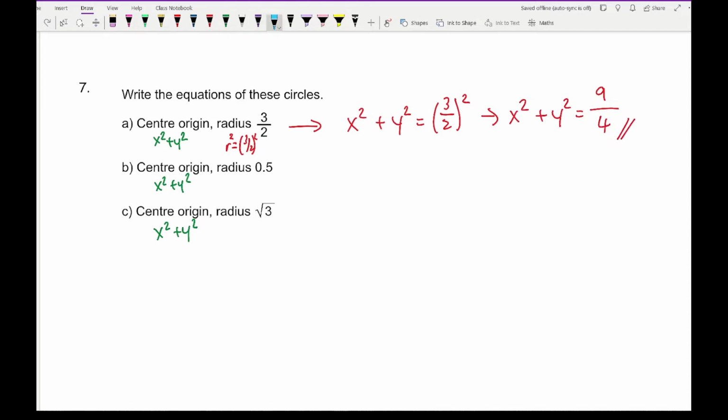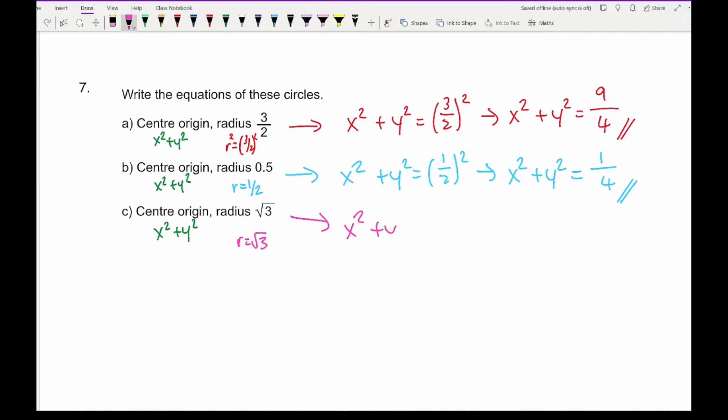Moving on to this next one. Here the radius is a half. So I've got x squared plus y squared equals a half squared. Simplifying the radius squared, I get x squared plus y squared equals 1 squared is 1, 2 squared is 4. Then moving on to the third one, here r equals root 3. So I've got x squared plus y squared equals root 3 squared, in which the root and the square cancel each other out. So I'm just left with x squared plus y squared equals 3.